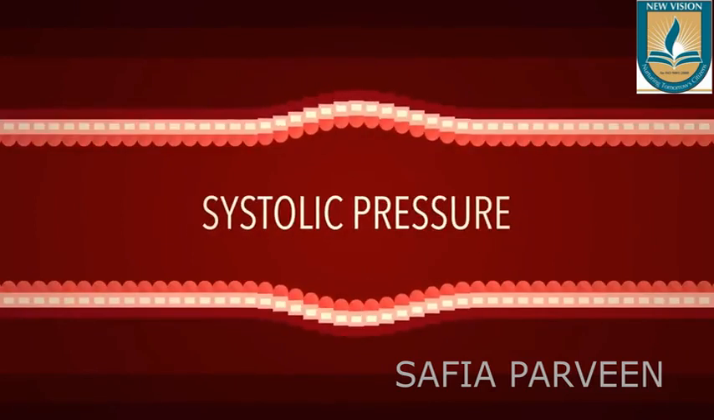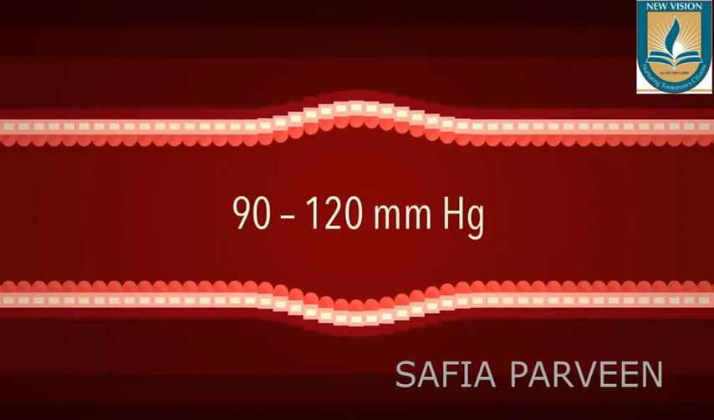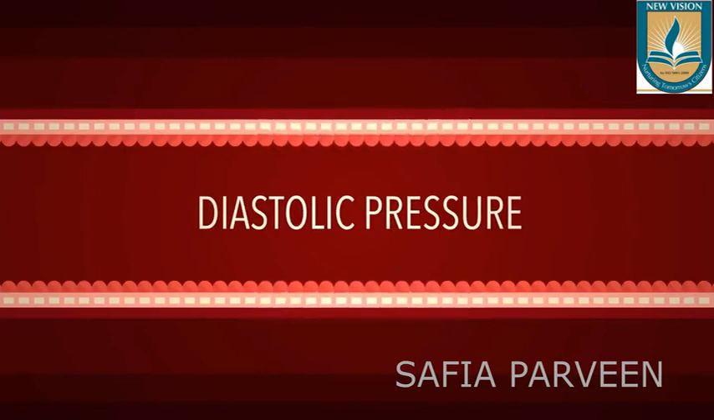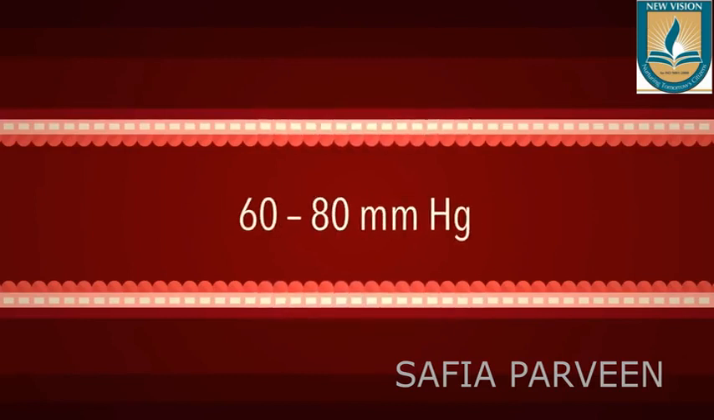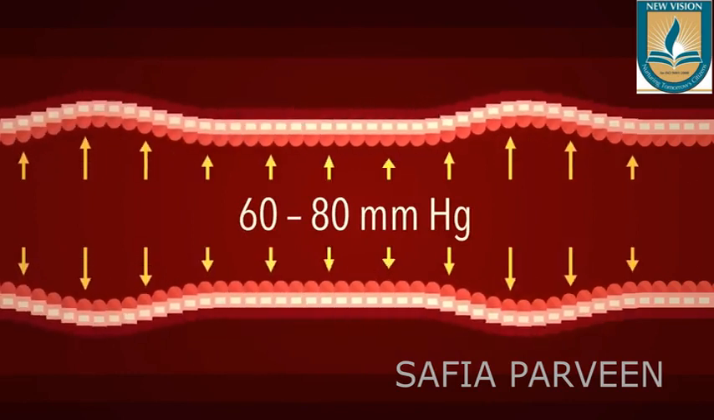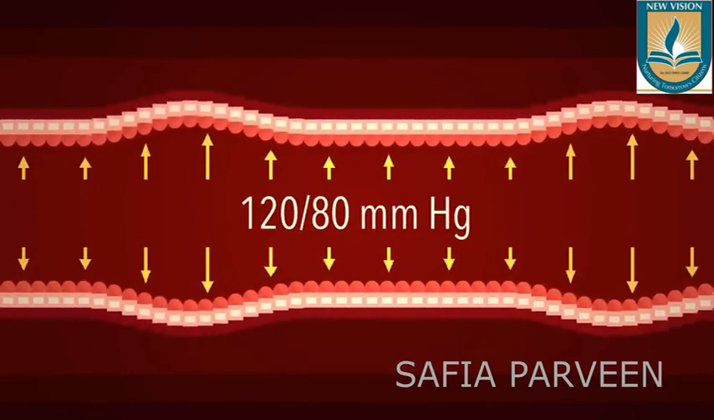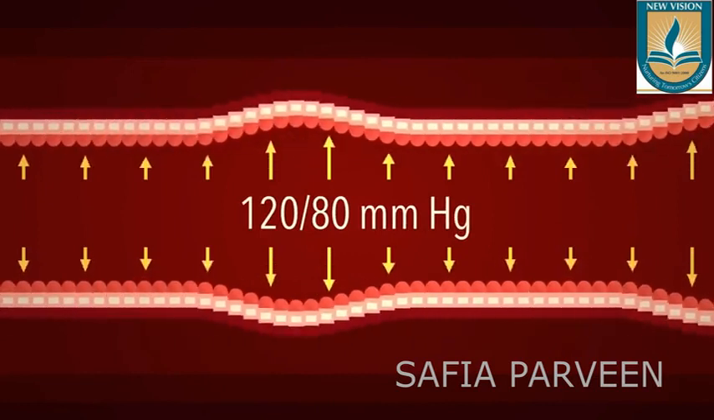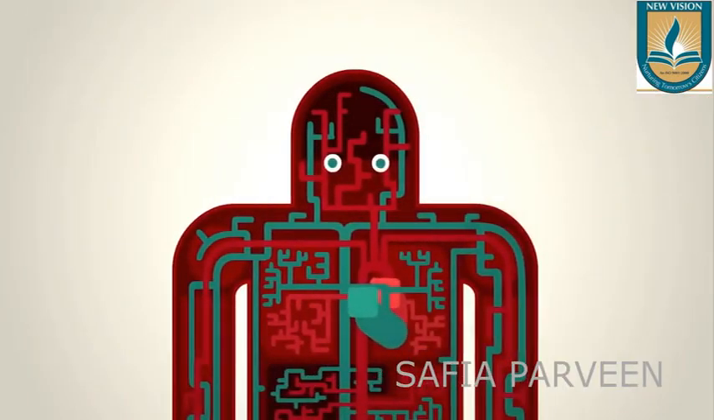The systolic pressure is between 90 to 120 mm of Hg, and this is denoted as the numerator when we record the BP. Diastolic pressure is from 60 to 80 mm of Hg, and this is recorded as the denominator when you measure the BP, and 120 by 80 mm of Hg is a normal BP.